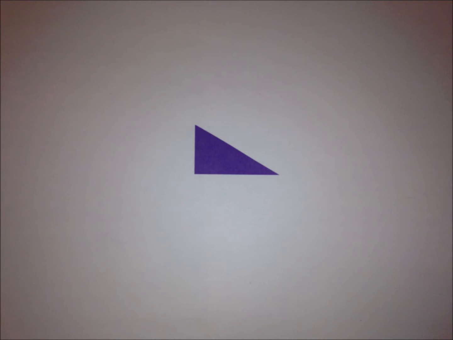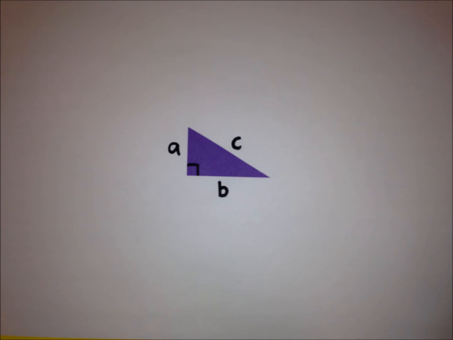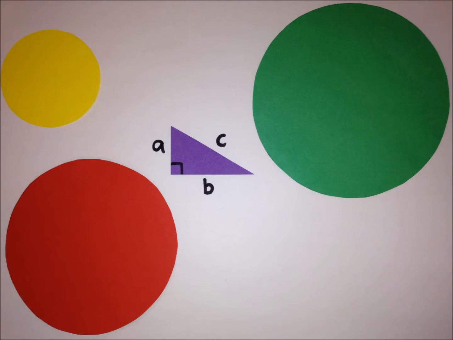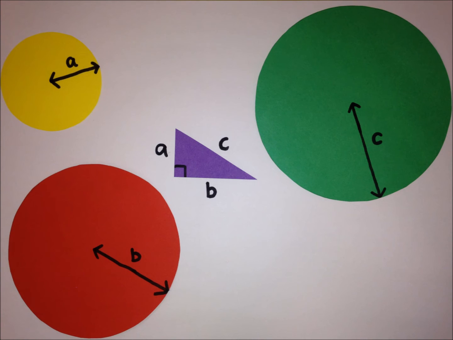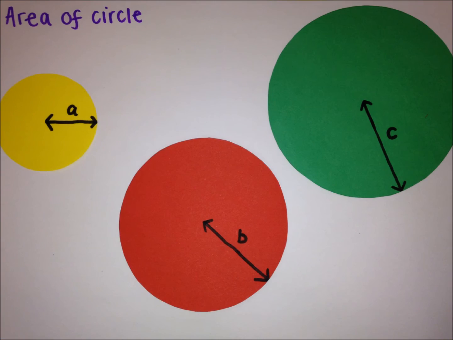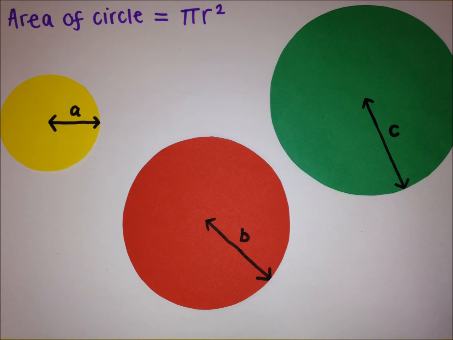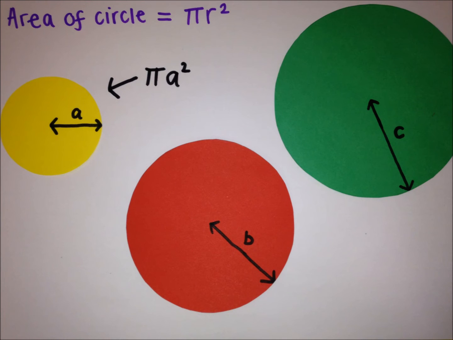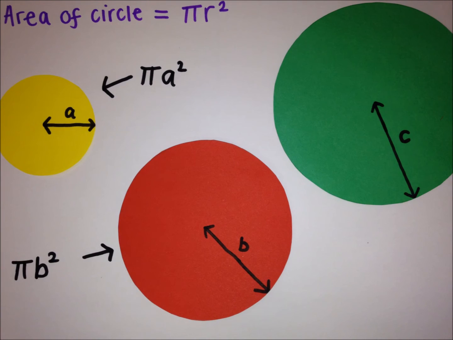Another shape that Pythagoras shows up in is circles. Take a right-angled triangle, sides length A, B and hypotenuse length C. We can make 3 circles of radius A, B and C respectively. Now we recall the area of a circle is pi r squared. Using this, we can work out the area of the yellow circle is pi A squared, the area of the red circle is pi B squared, and the area of the green circle is pi C squared.